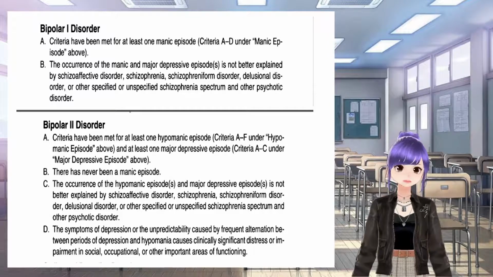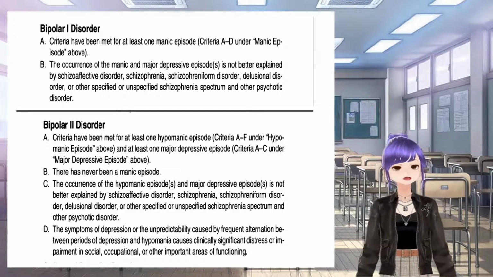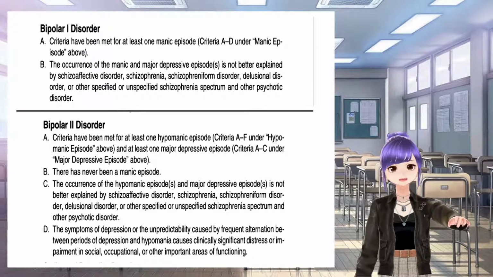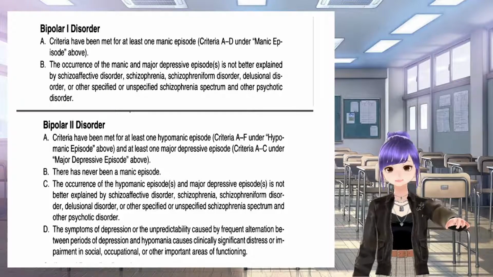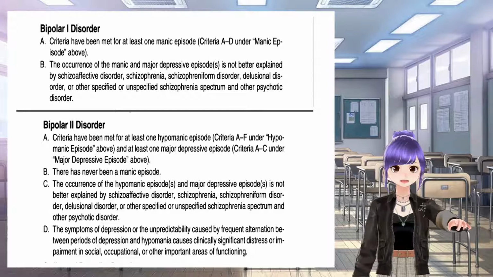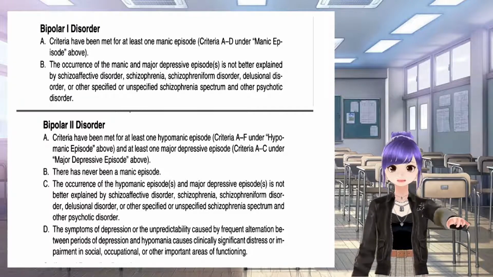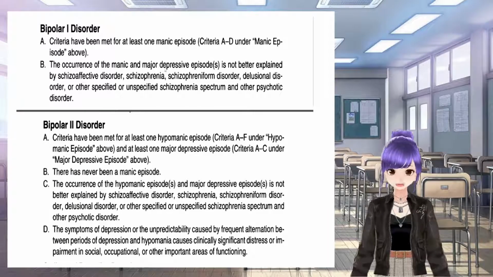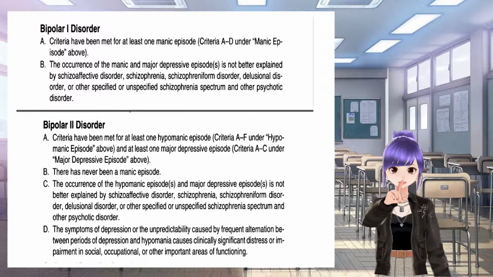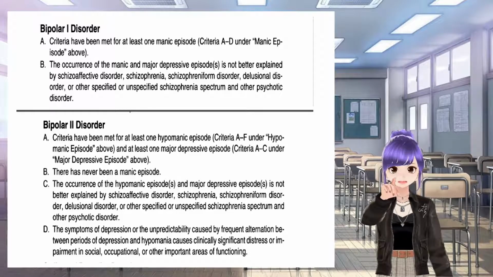So, for you to diagnose someone with bipolar 1, the first criteria is that you must have at least one manic episode. And the occurrence of the manic and major depressive episode is not explained by the schizophrenia spectrum disorder. So, for bipolar 1, all you need to do is have at least one manic episode. If you have one manic episode, immediately the diagnosis is bipolar 1.